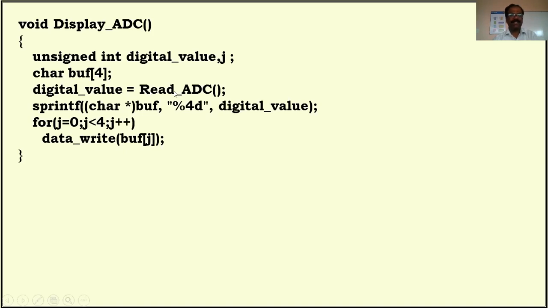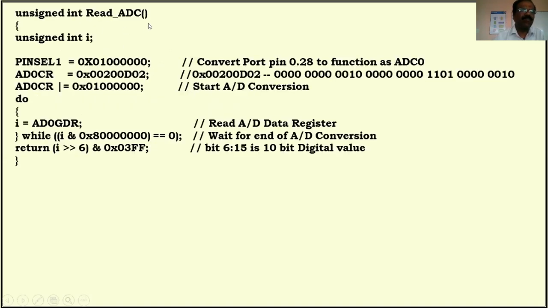Then read ADC. First, it's going to execute this function, read ADC. I'm going to take you to that particular function. So this is your read ADC. I have already explained all the things in detail. Here, unsigned int I, then PINSEL1 equal to this. What is the meaning of this? Once you execute this statement, we have to configure port 0.28 as ADC 0. That's why I have to write this particular statement, already explained.